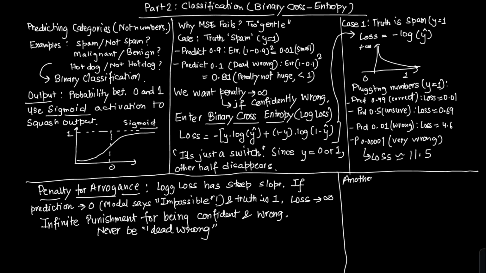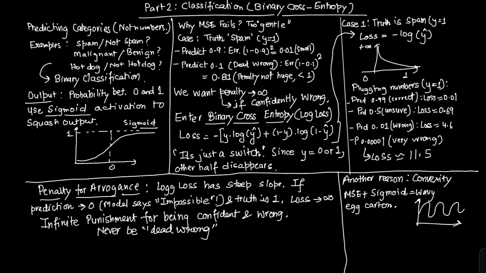There's another reason we don't use MSE for classification. If you plot the MSE loss surface for a classification problem with sigmoid, it looks like a wavy egg carton. It has bumps and valleys, or local minima. The hiker gets stuck. If you plot cross entropy, it is a perfect smooth bowl, or convex. The hiker always slides to the bottom.